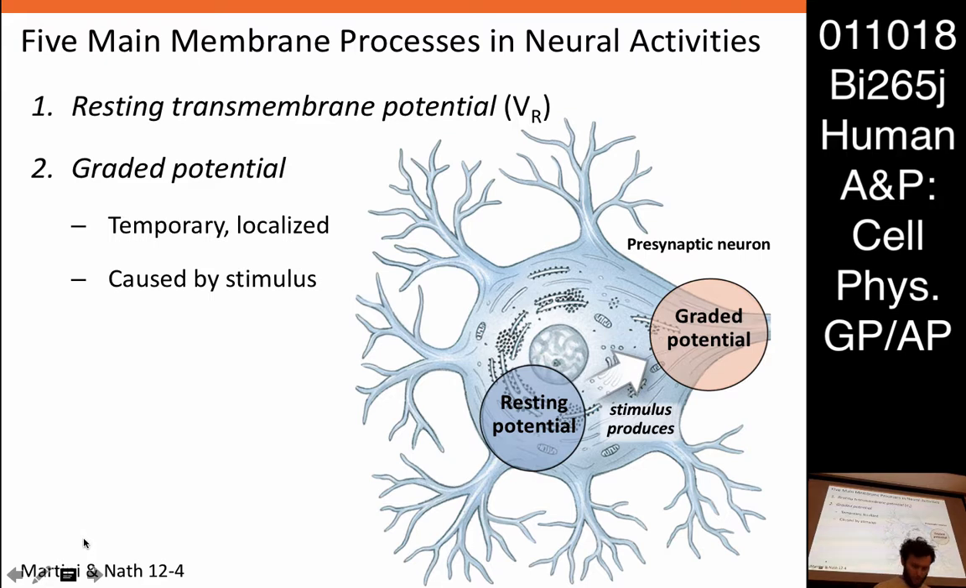So I'm going to go through resting potential and how the cell establishes that. Then I'm going to talk about graded potentials.